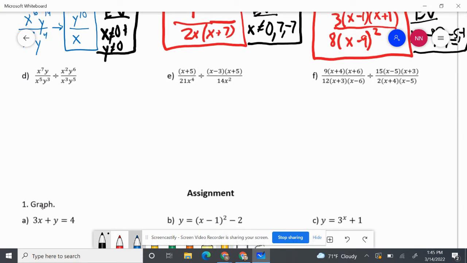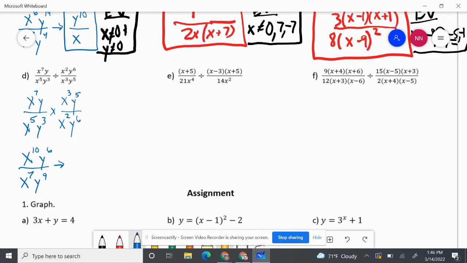Okay, looking at the next ones, we're going to keep change flip. We have x to the 7th, y. We have x to the 5th, y to the 3rd, times x to the 3rd, y to the 5th, and we have x squared, y to the 6th. Now, whenever we multiply, we add the exponents. So that right there becomes x to the 10th, y to the 6th. Then we have x to the 7th, y to the 9th.